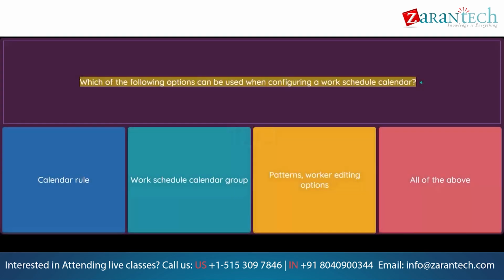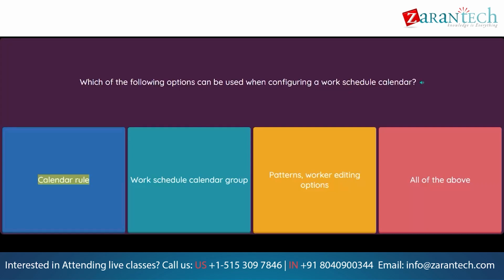Question: which of the following options can be used when configuring a work schedule calendar? Option 1 Calendar Rule. Option 2 Work Schedule Calendar Group. Option 3 Patterns, Worker Editing Options. Option 4 all of the above.